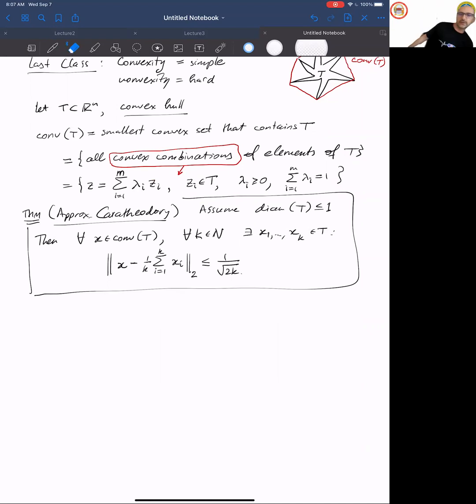We proved this theorem using probability theory. And the surprise of this theorem is that it is dimension free. Nothing in this theorem depends on the dimension n in which the set lies, or even on any geometry of T. It's just a fixed error, 1 over root k. It's a beautiful result. And that's where we stopped. We proved it and stopped. So that's our last class.